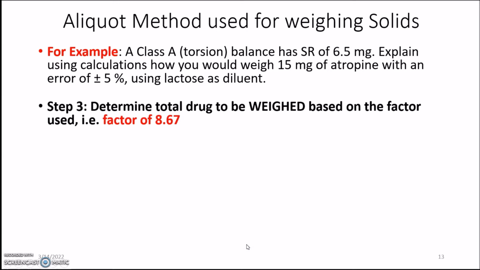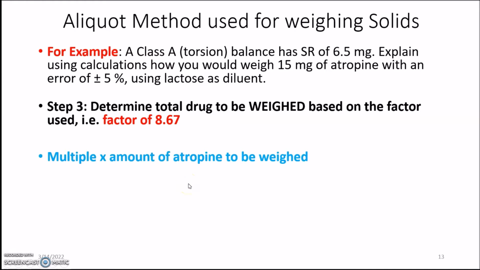So step 3 then is to determine the total drug to be weighed based on the factor that we calculated in step 2. And I said we're going to use a factor of 8.67, but you could use a factor of 9. You could round it up, right? If you got a factor of 8.23, we're not going to round down to 8, because it means that the amount that we are going to weigh to get what we want is going to be less than the least weighable. So always use the factor calculated or greater. You can round up but not down.